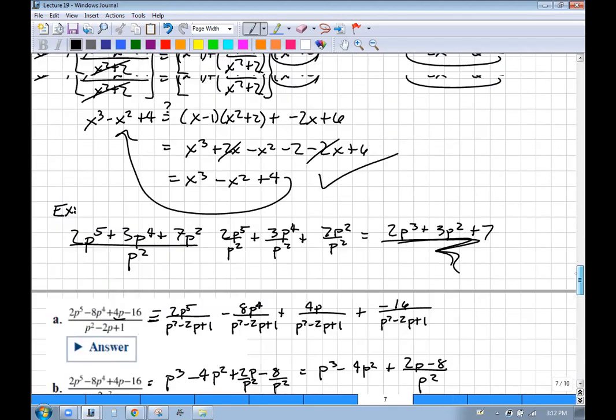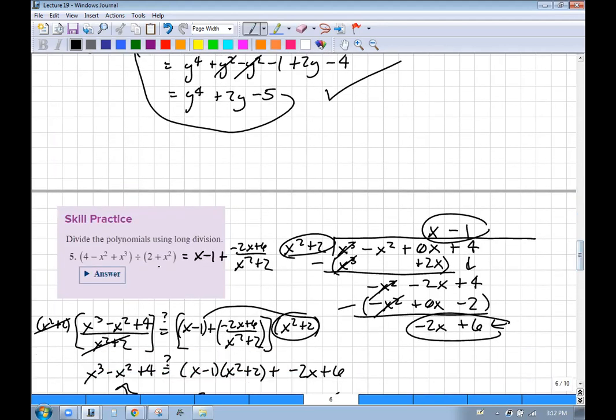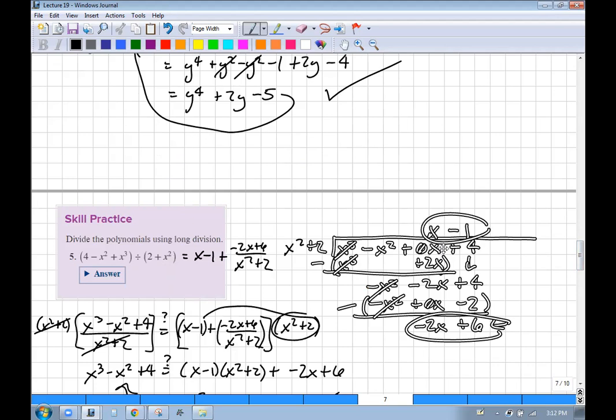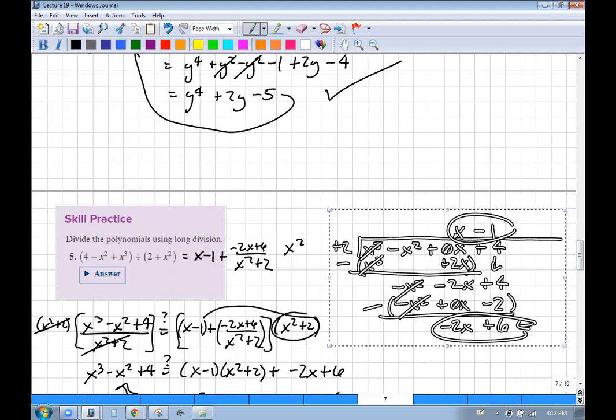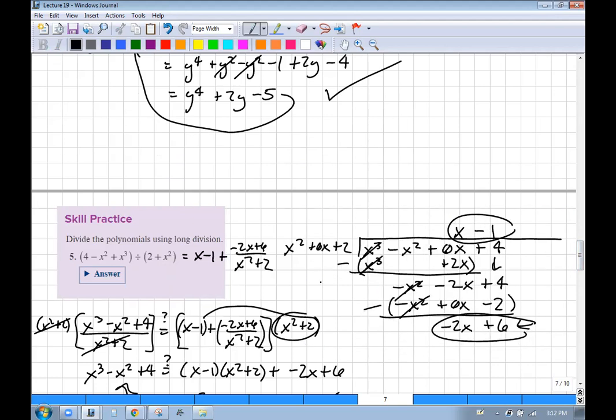These up here, the ones where they gave you stuff like this, where you're dividing, but there was no x, it might be easier for y'all if you put in like a 0x there. All right, that might help you out as far as doing this stuff.